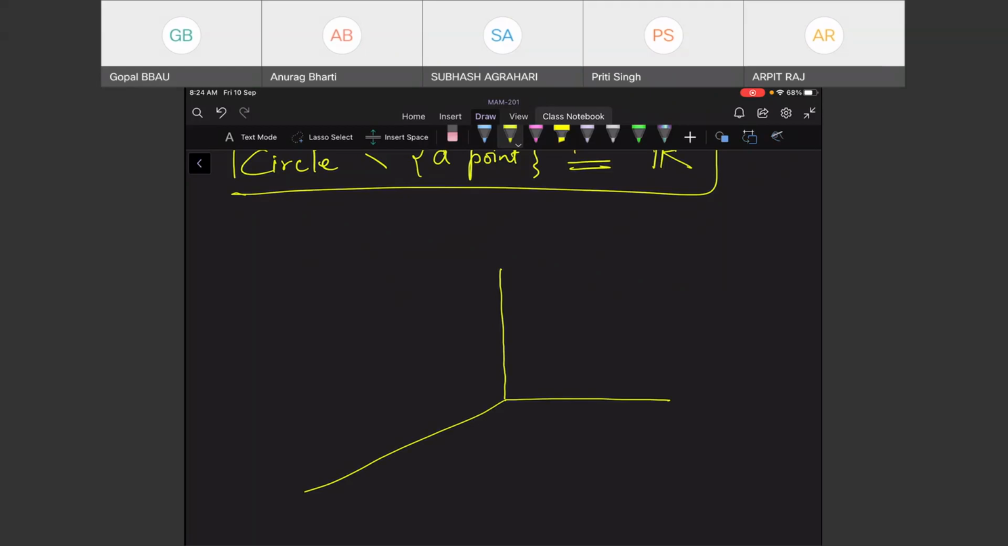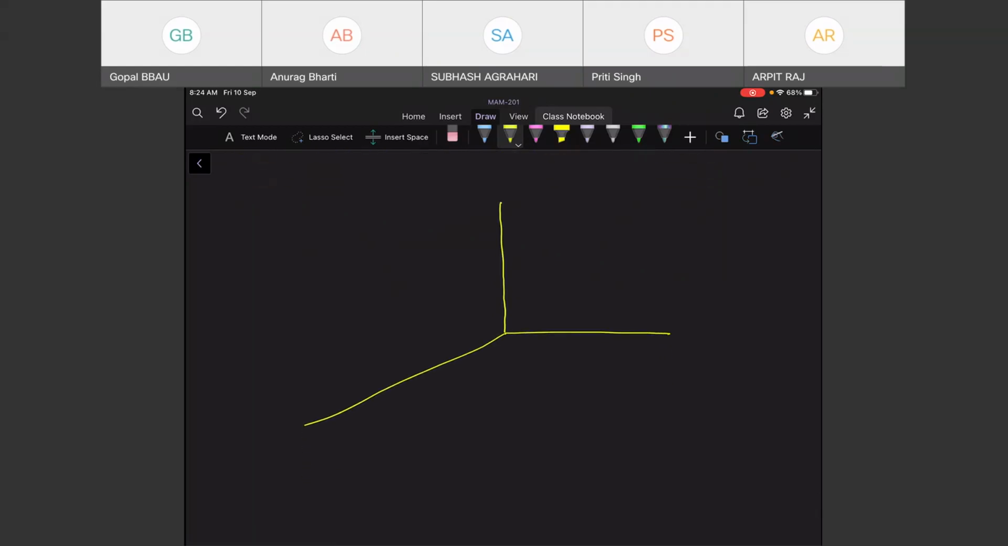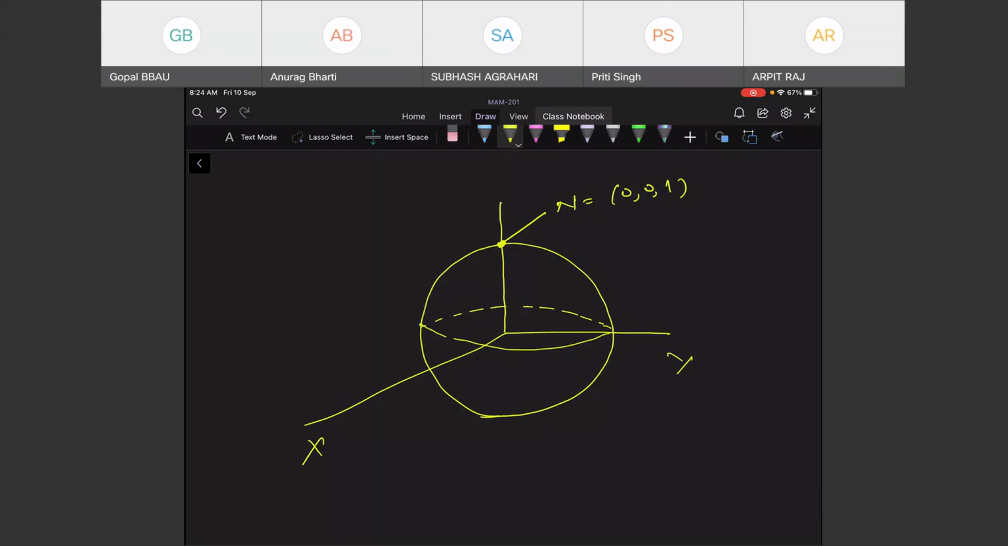So see, this is R3. Okay, so what I can do is make a sphere. So this is a sphere. So I omit this point. This is n is 0, 0, 1. So this is x, y, and z. This xy axis is same as R2, and this z is R.